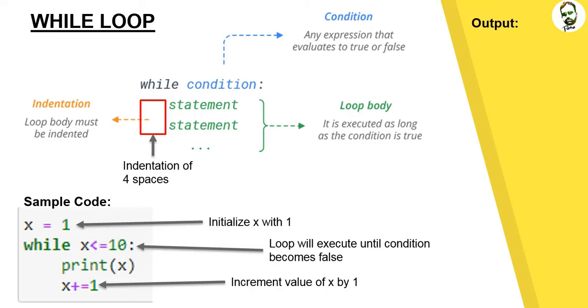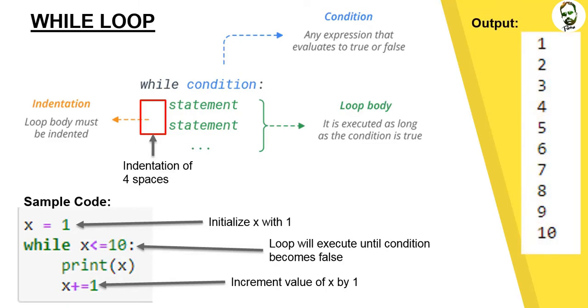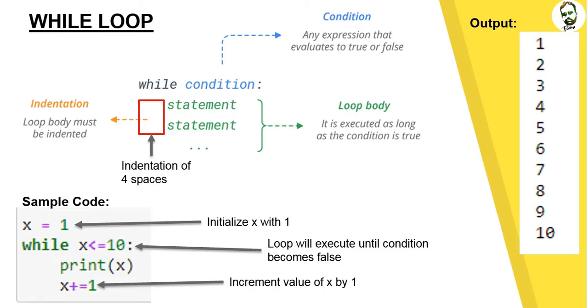Now what will be the output of this code? The output will be on the right side: 1 to 10, all the natural numbers from 1 to 10. If you want to print from 1 to 100, you will just simply change the 10 to 100 in the while condition. Now the for loop.